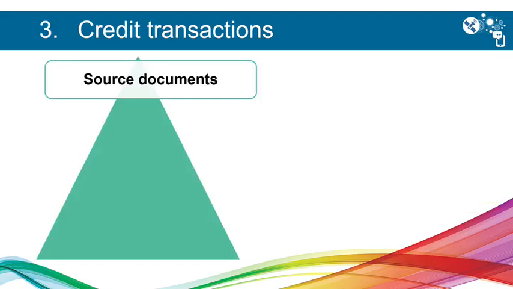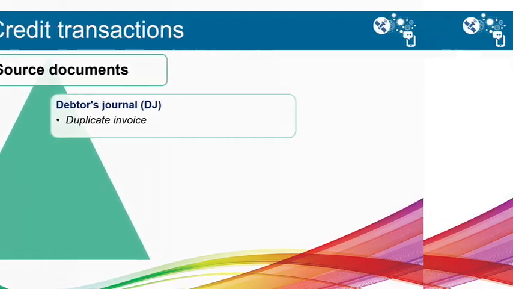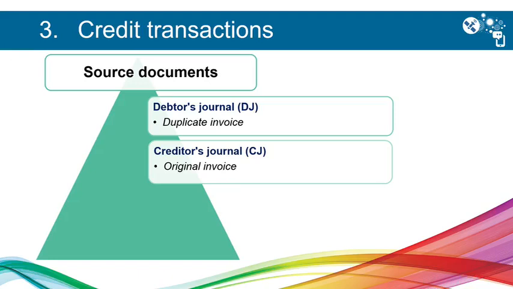Source documents involved in these journals. In the debtors journal, we have the duplicate invoice. Now, these days, we actually only have the originals because both will be printed. So it won't look like a duplicate, it will look like an original. But it's the invoice. We sell, we give away the original, we keep the duplicate. Creditors journal, we are buying, so we receive the original invoice.